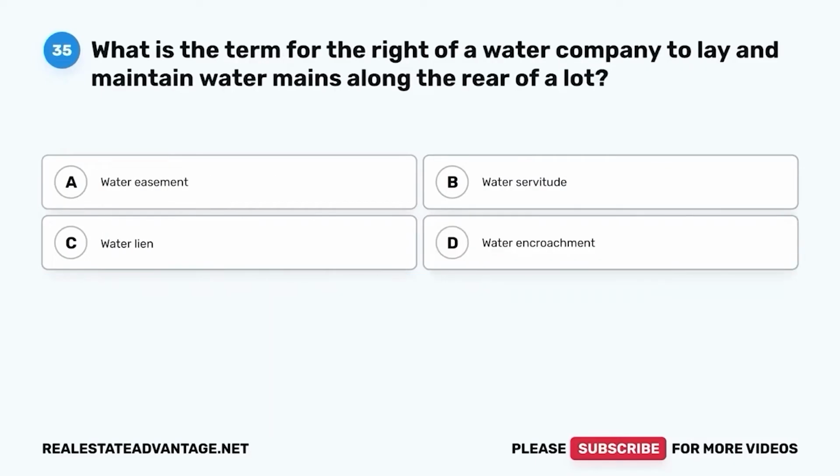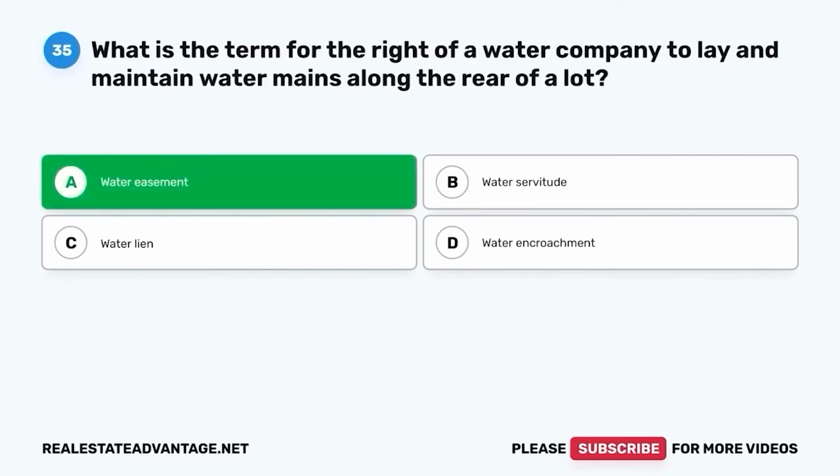Question 35. What is the term for the right of a water company to lay and maintain water mains along the rear of a lot? A. Water easement. B. Water servitude. C. Water lien. D. Water encroachment. The correct answer is A. Water easement.